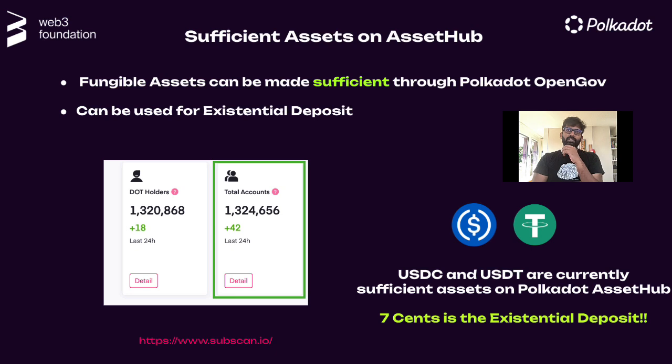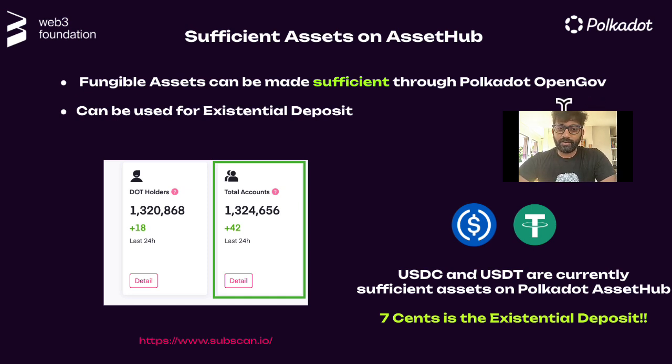Now there is also this concept of sufficiency. You have to be familiar with this terminology when dealing with Asset Hub. There are assets other than DOT that could be used as an existential deposit on Asset Hub. A couple of them are USDC and USDT. Again, this is a decision made through Polkadot OpenGov. So it's the DOT community that decides which assets could be deemed as sufficient assets on Asset Hub.